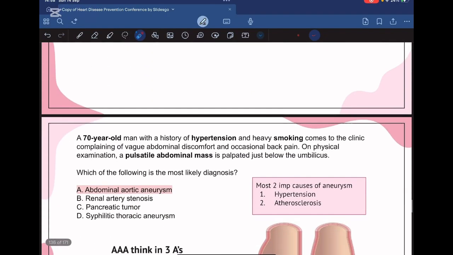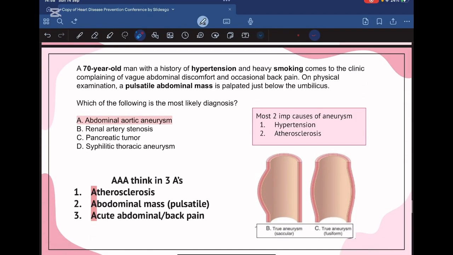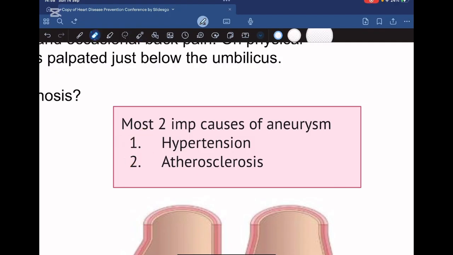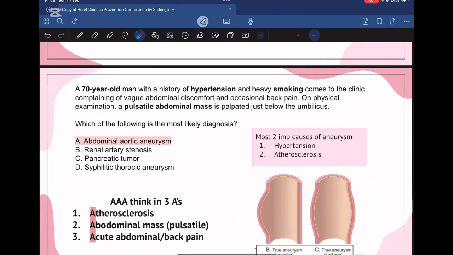Okay, so the correct answer is abdominal aortic aneurysm. The idea is we already talked about aneurysm. We said that an aneurysm can be a complication coming from atherosclerosis, and it is a bulging or ballooning or localized dilation of the wall of the blood vessel due to these two important causes. Very important guys, very important. I have multiple causes, but these are the two most important. Why? Because common is important. So hypertension and atherosclerosis are the two most important causes for an aneurysm to form.